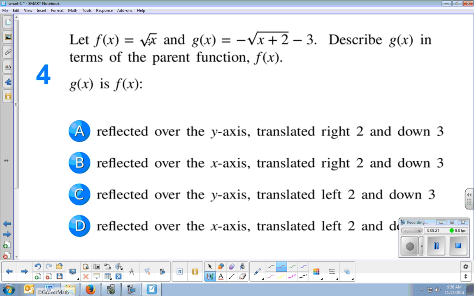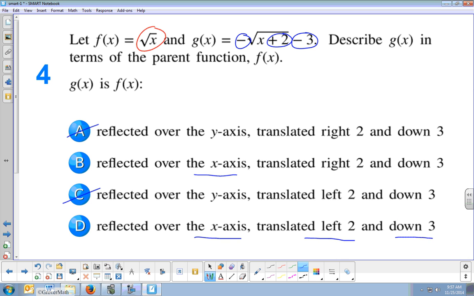All right, a couple things here. So our parent is square root of x. And then there's 3 things that are added to it. It's negated in the front, a plus 2 inside the radical, and a minus 3 outside the radical. So one at a time. First of all, negating the function reflects across the x-axis. So reflection over the x-axis. So now we're looking at these choices, not the y-axis. A plus 2 inside means left 2. And a minus 3 outside means down 3. So our answer there is that.